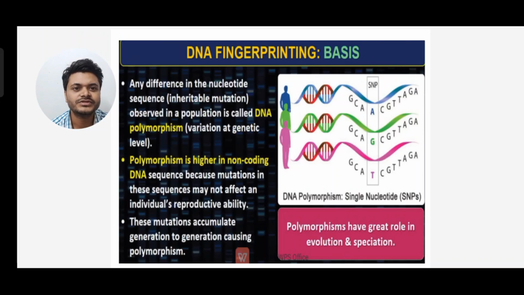Polymorphism is higher in non-coding DNA sequences because mutation in these sequences may not affect the individual's reproductive ability. These mutations accumulate generation after generation, causing polymorphism. Polymorphism has a great role in evolution and speciation. You can see DNA polymorphism, for example single nucleotide polymorphisms, that is SNPs.